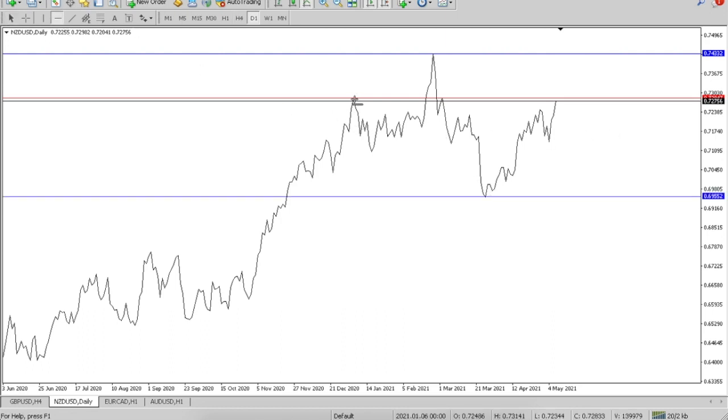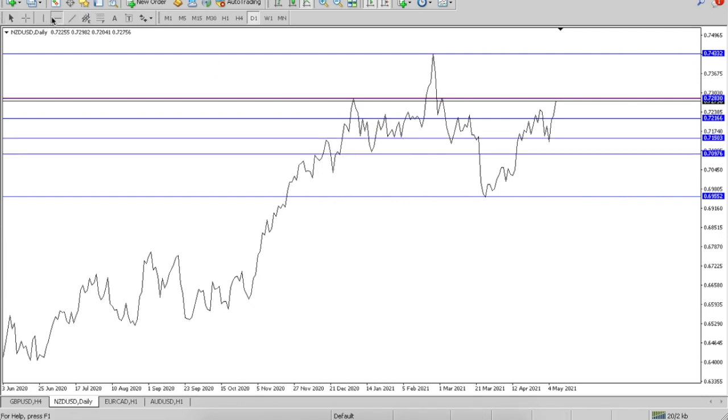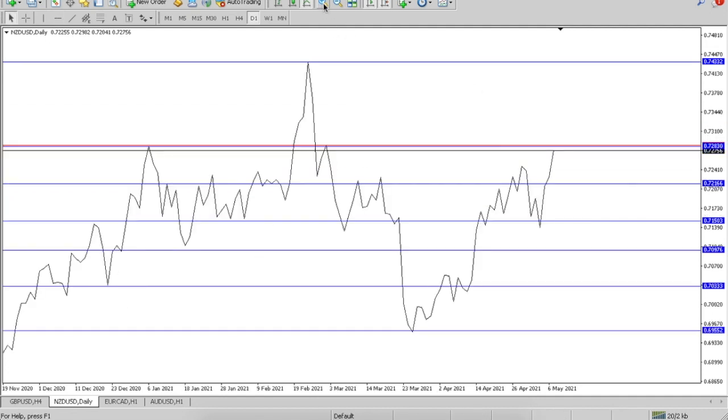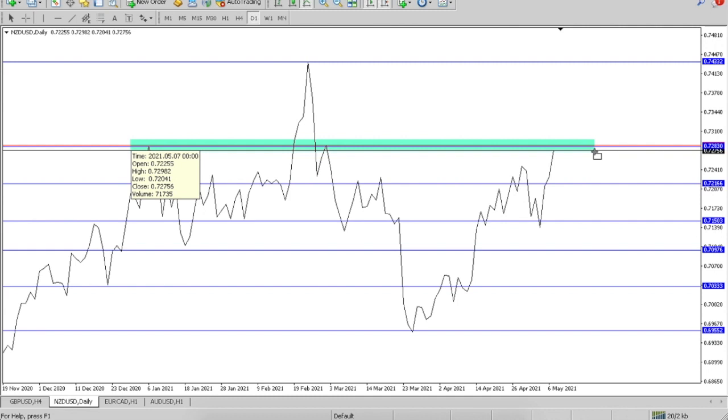Then we're going to mark our supports and resistance levels like that. We mark our supports and resistance levels like that, and then after that we try to make sense of what's happening here on the current price. As you can see, we also have our strong resistance level here.